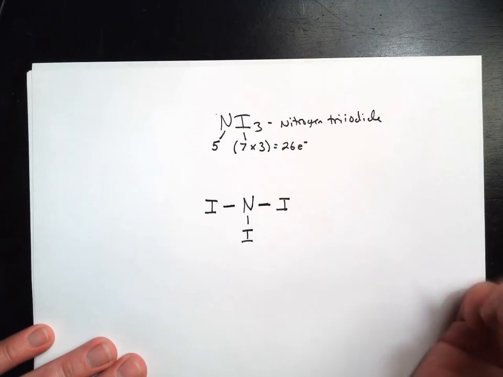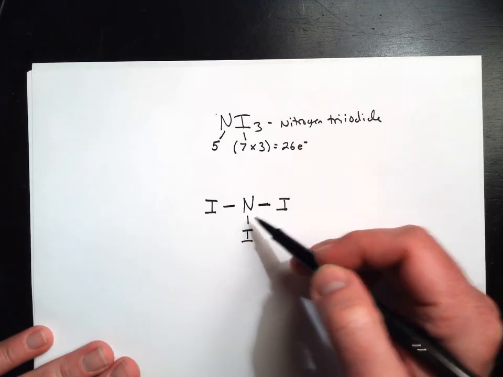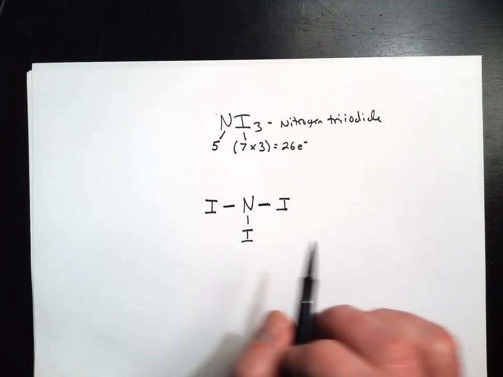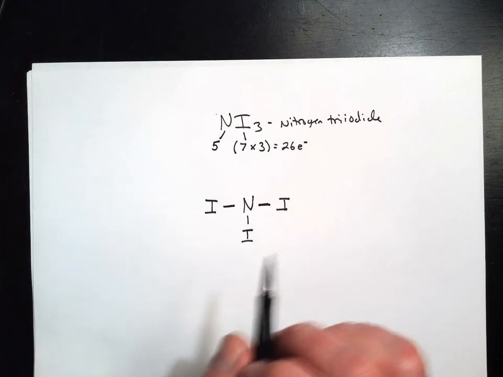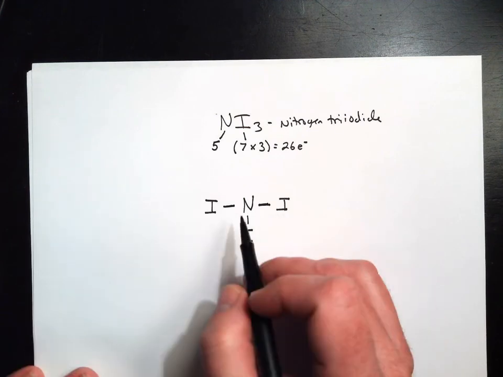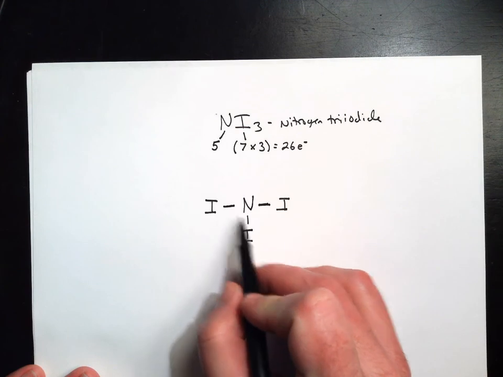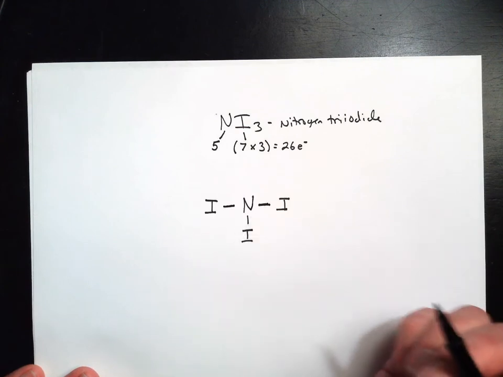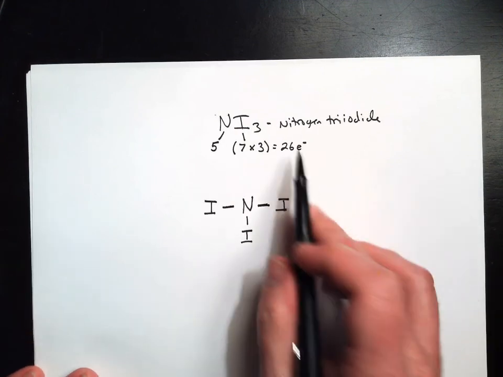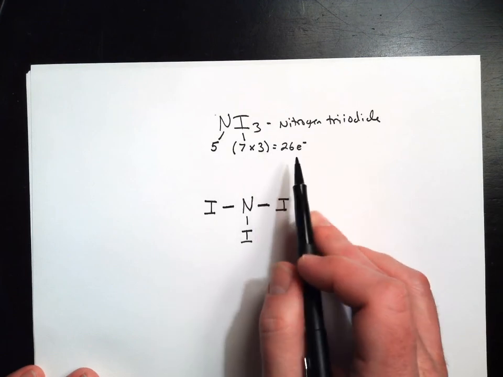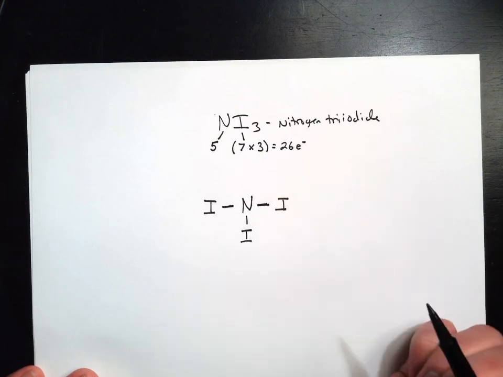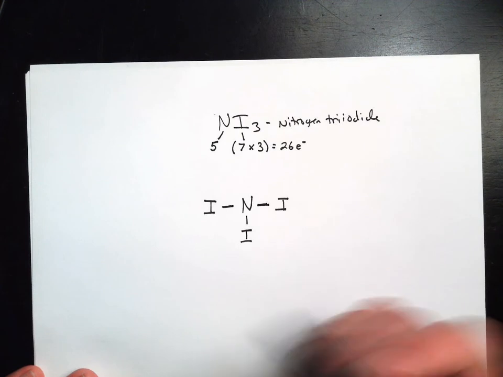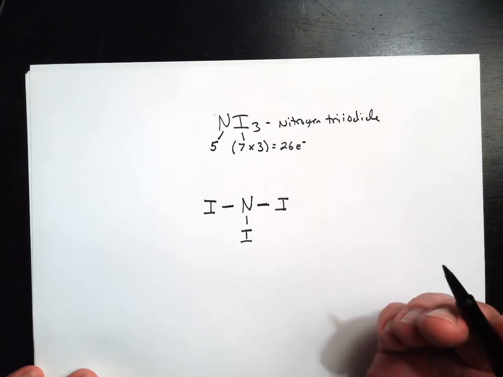Now these single lines represent 2 electrons each. A covalent bond is a pair of shared electrons. So at this point I've used 2, 4, 6 electrons in my structure. I have to end up representing 26, but right now I have 6. So that's my skeleton structure. It just tells you which elements are bonded to which.